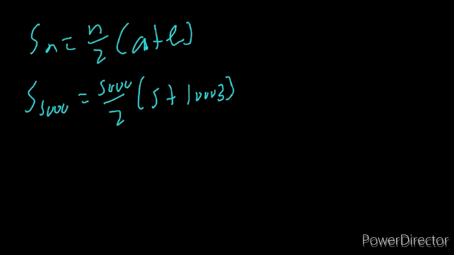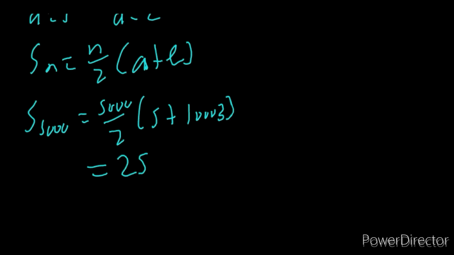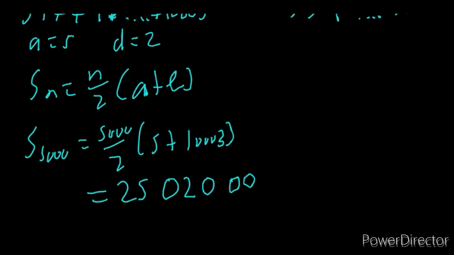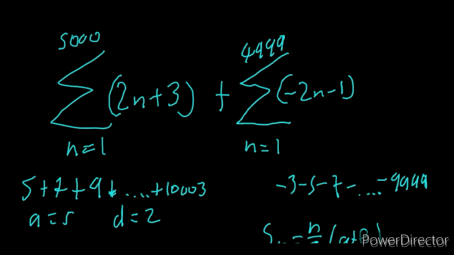So let's find out the value of this. The answer of the first part would be 25020. So that's the answer of the first part. Now let's also figure out this part. I'm going to use the short formula again, so we're going to have A plus L, and since this side starts from 1, this is already the number of terms.